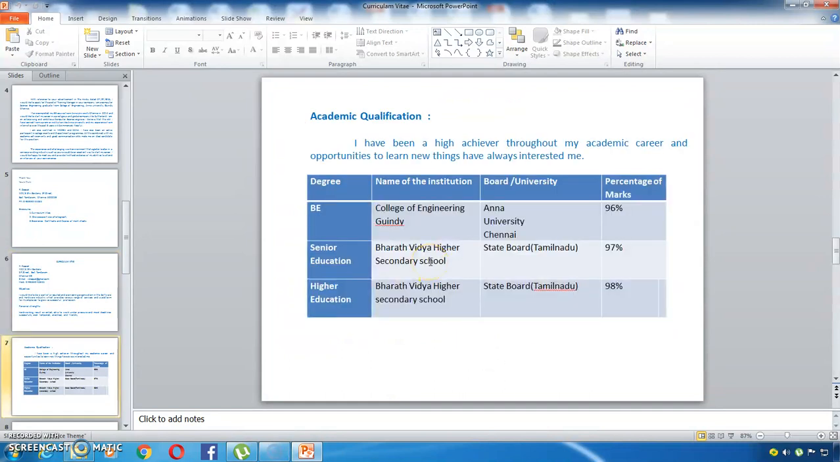Then comes your academic qualifications. I have been a high achiever throughout my academic career, and opportunities to learn new things have always interested me. Here you have to furnish all the details in reverse order: the recent degree first, then the next degree, followed by the last degree, BE, senior education and higher education.